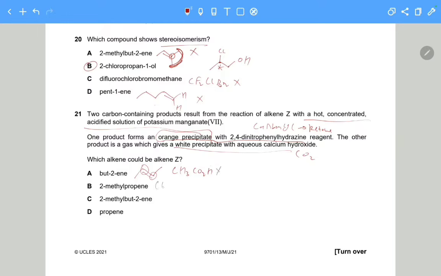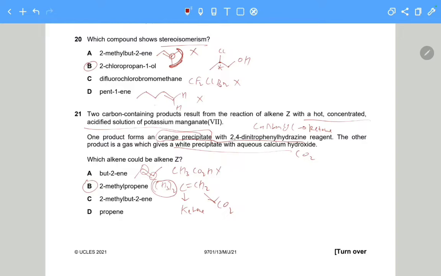2-methylpropene, (CH3)2C=CH2. This carbon will give a ketone because it is attached to two methyl groups and no hydrogen atoms, and this carbon will give CO2. And this is what we want from the conditions given in the question, and therefore this can be a feasible answer.